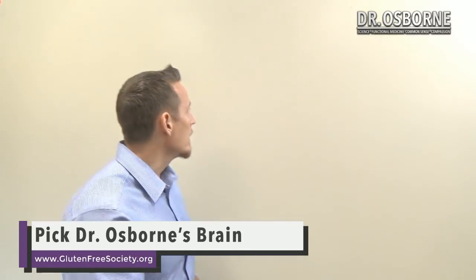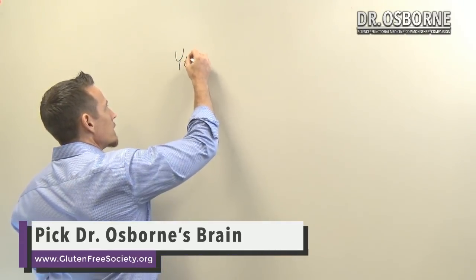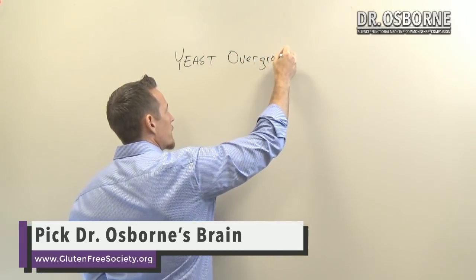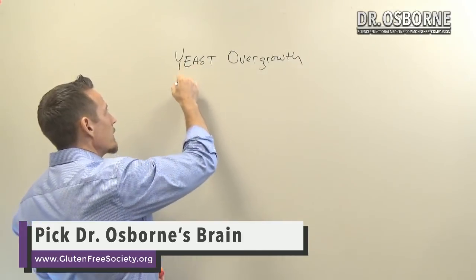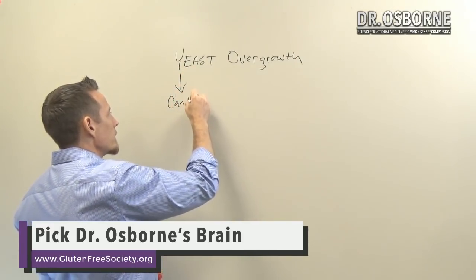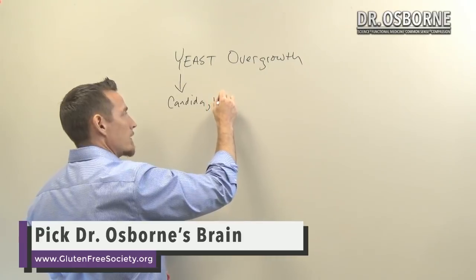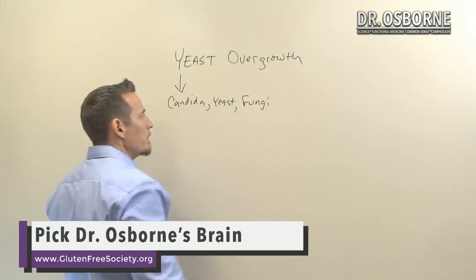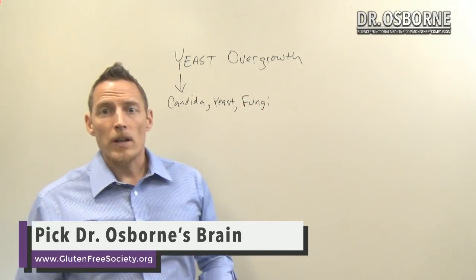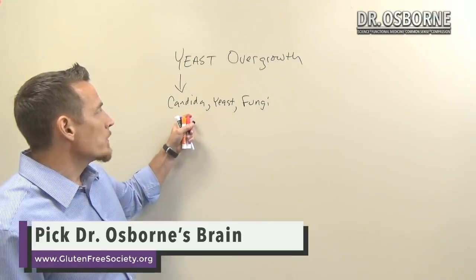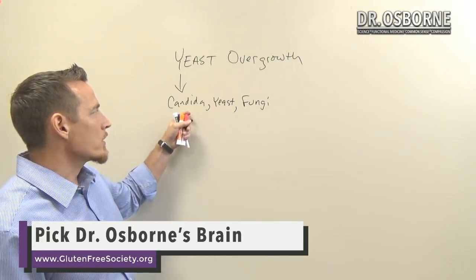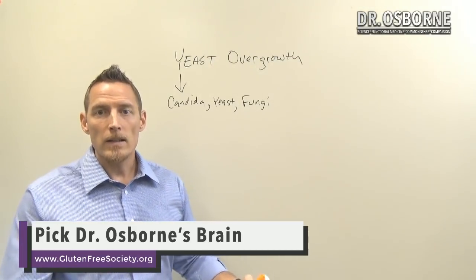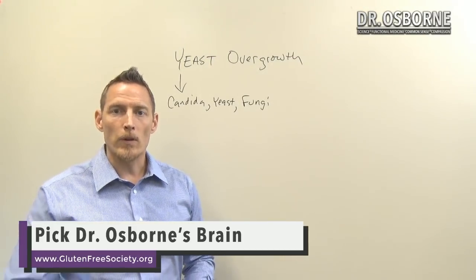Now tonight's topic is going to be all about yeast overgrowth. This goes by a number of different names. Some people call it candida. Others call it yeast overgrowth, obviously. Fungus or fungi infection is a common name. So if you hear any of these things, yeast infection, candida infection, fungus or fungi infection, these are all basically yeast overgrowth in some form or derivative or type.